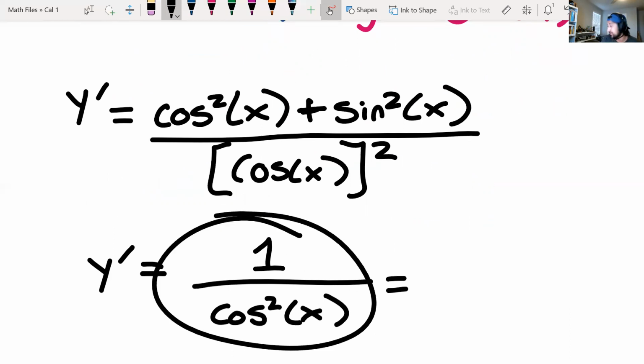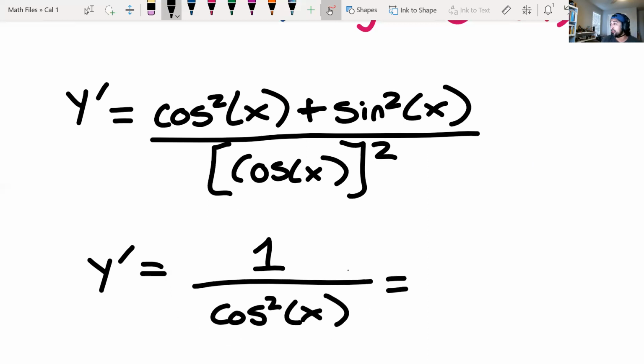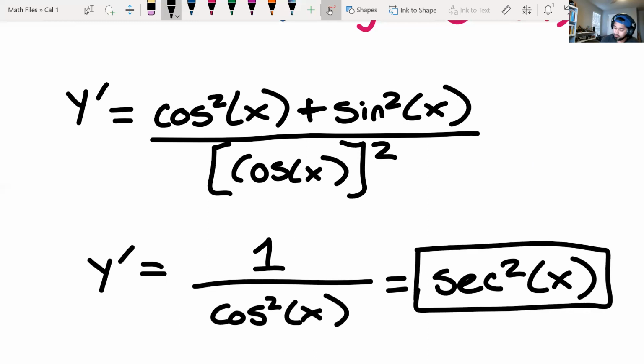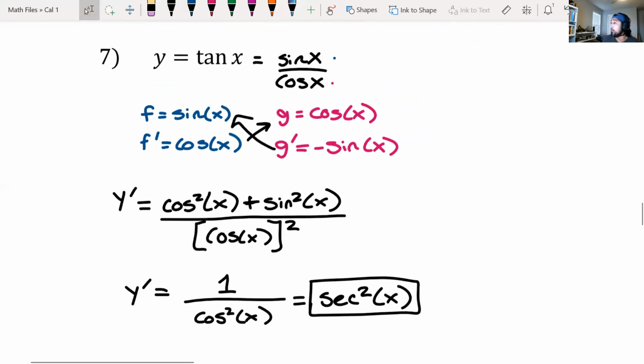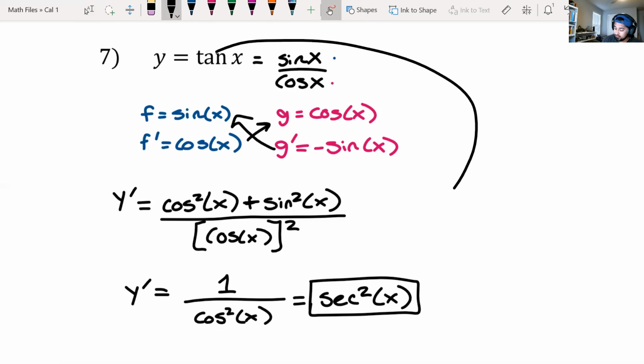Now this one we can't leave like this. We know we can rewrite it. So what is the identity for 1 over cosine? Isn't it secant squared? There you go. Secant squared x. So look at that. Remember we had trig limit identities. Now we're going to have trig derivative identities. So we know now that the derivative of tangent is secant squared.